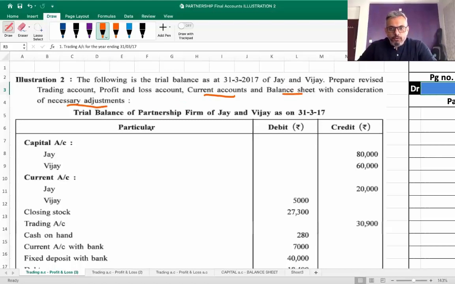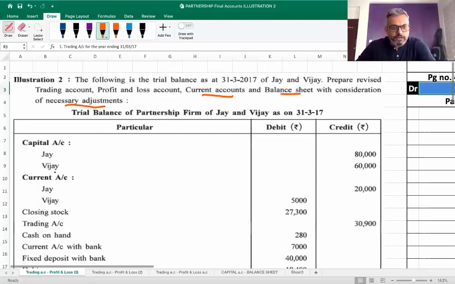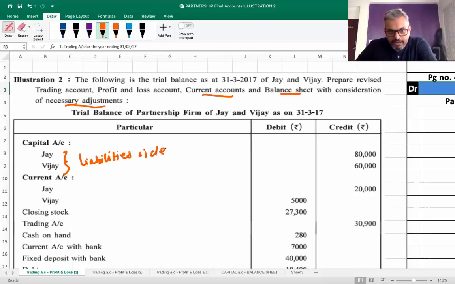Now let's go through all the adjustments. Capital account is there and current account is there. It means this is a fixed capital account. So directly we will take it to the liabilities side, unless there is some adjustment in this. If no adjustment, we transfer. If there is adjustment, we take it, and we will have to make an account as well.